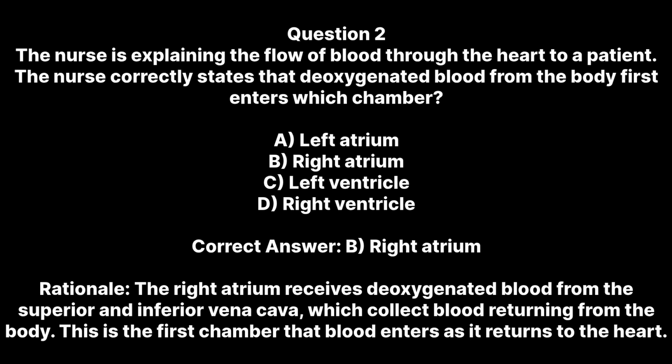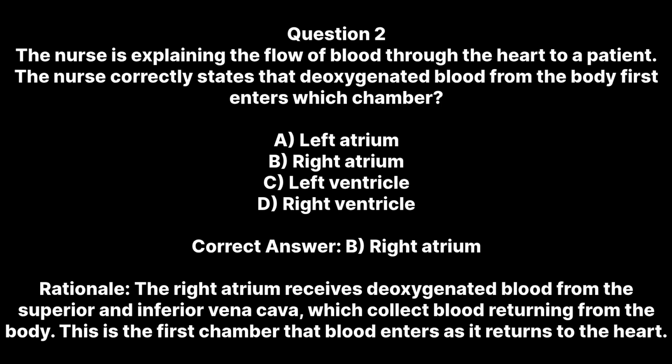Question 2. The nurse is explaining the flow of blood through the heart to a patient. The nurse correctly states that deoxygenated blood from the body first enters which chamber? A, left atrium; B, right atrium; C, left ventricle; D, right ventricle. Correct answer B, right atrium. Rationale. The right atrium receives deoxygenated blood from the superior and inferior vena cava, which collect blood returning from the body. This is the first chamber that blood enters as it returns to the heart.